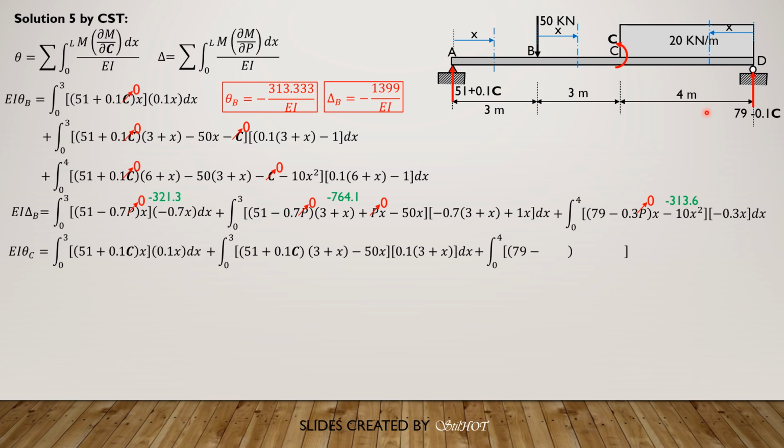Then plus the third term, integral of quantity 79 minus 0.1 C times x minus 10x squared. The derivative is negative 0.1 x dx. So setting the value of C to 0 prior to integration, the first is similar to the expression from virtual work, 45.9. Second term, 208.8, similar also. This is the new term, but expect the same result of negative 1568 over 15. So combining, theta C is 150.167 over EI, just like before.